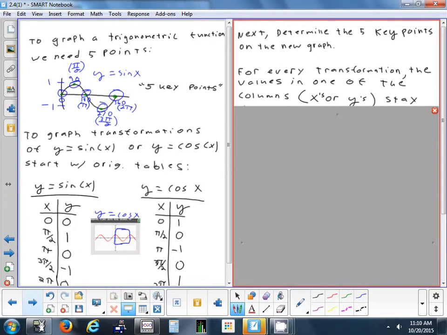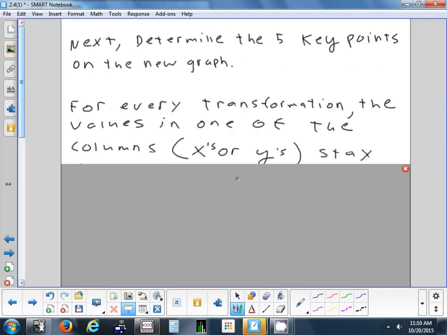Well, for every transformation that we do, one of the 2 columns in the chart you just wrote is going to stay the same. Meaning, I'm not going to do 2 transformations at the same time. If we move it up, that's all we're going to do. We're not going to move left and right. If we decide to move it left or we move it to the right, that's all we're going to do. We're not going to move it left and up at the same time. We're going to do one thing at a time.